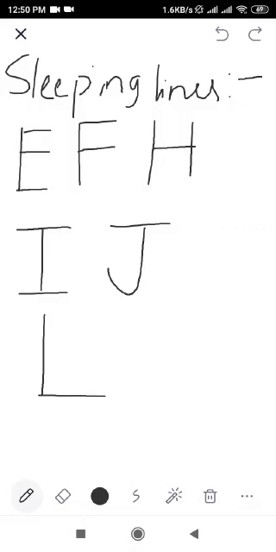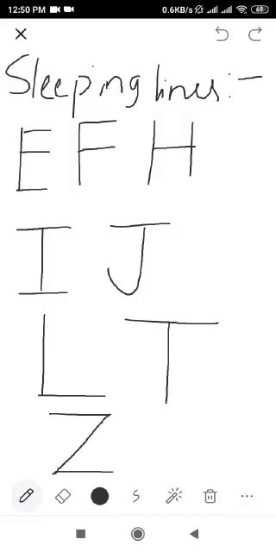Then in letter P, there is no sleeping line. Letter T, you need to use standing line and sleeping line. Like this, you have to write the letter T, right? After that, letter Z also consists of the sleeping lines, right?